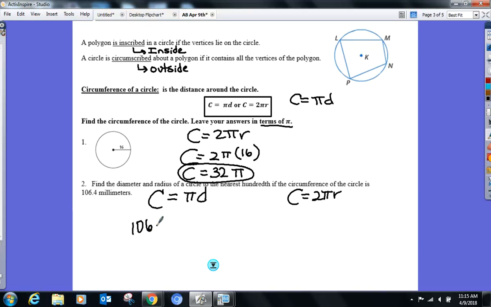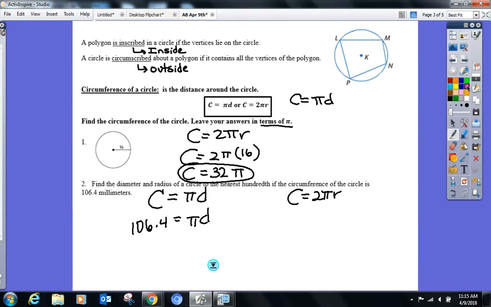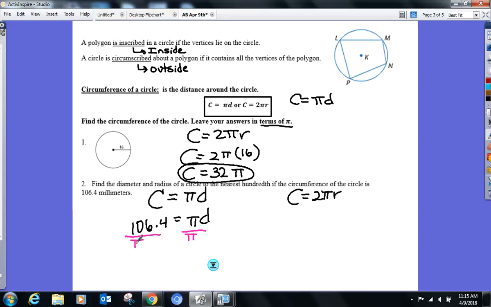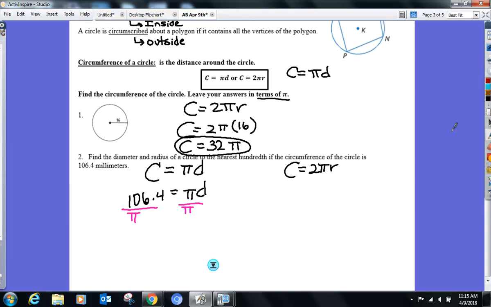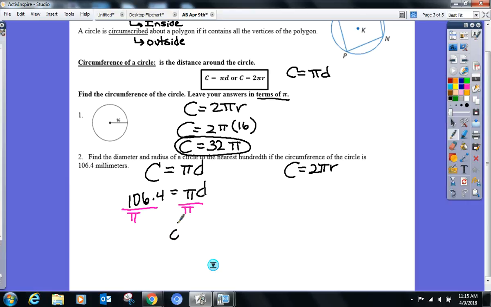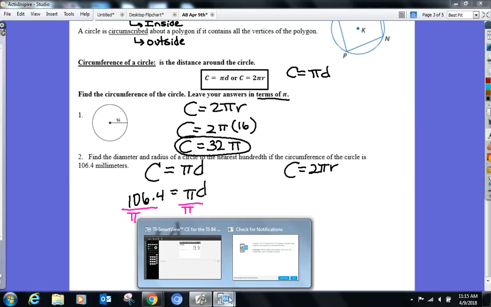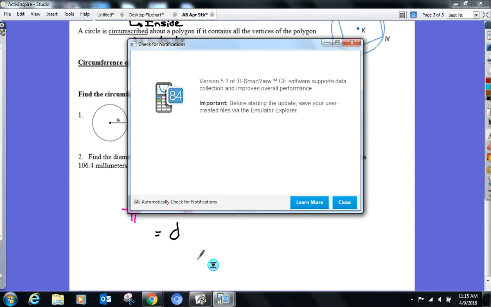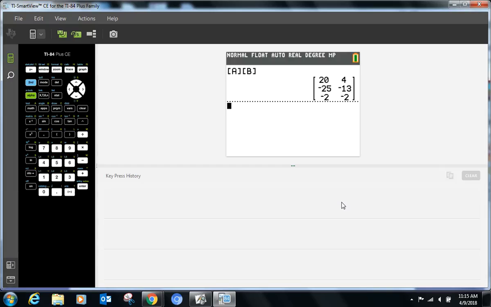106.4 equals pi d. How would you go about solving for the diameter here, which is d? What would I have to do on both sides to solve for the diameter? Will? Divide by pi. Pi is just a number, 3.14. So I can divide both sides by pi, yep. D equals, so I go to my calculator, 106.4 divided by pi. If you want to use your fraction template, absolutely.